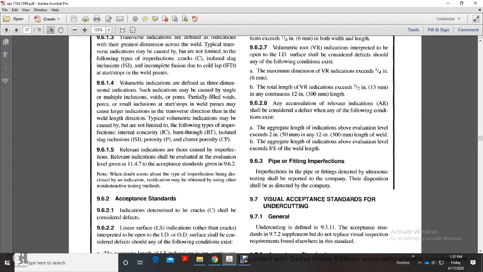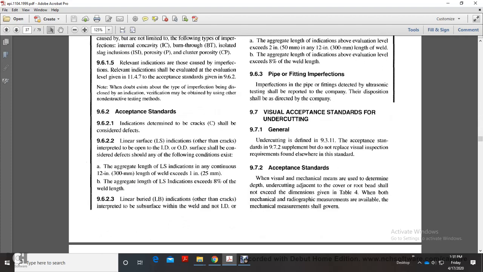Relevant indications of those imperfections shall be evaluated at the evaluation level given in 11.4.7. Acceptance standards are given in 9.6.2. 9.6.2 Acceptance standards. Indications determined to be cracks shall be considered defects.